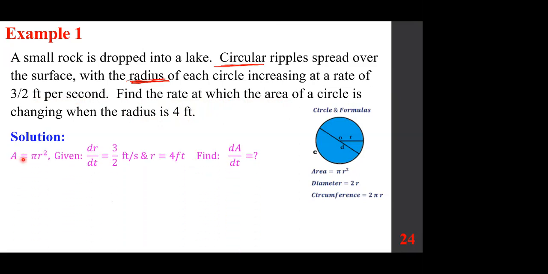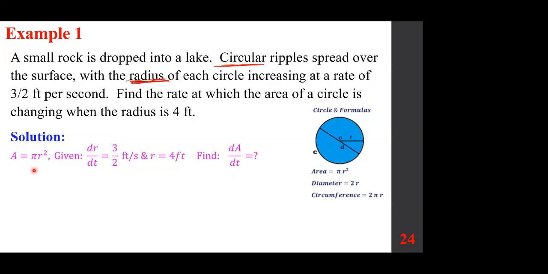So we wrote the formula for the area. dr/dt is given as 3/2 feet per second. r is given as 4 feet. What is missing? dA/dt. And that's it. As long as we get here, we are practically done. So what happens next? All you have to do is differentiate your equation on both sides with respect to t, which means t is the only independent variable.